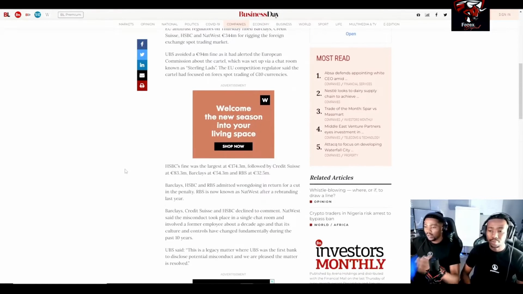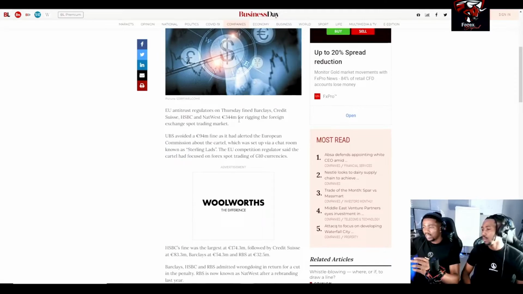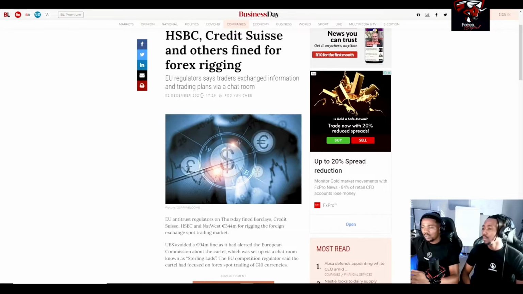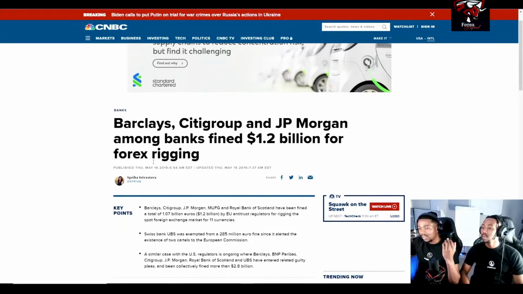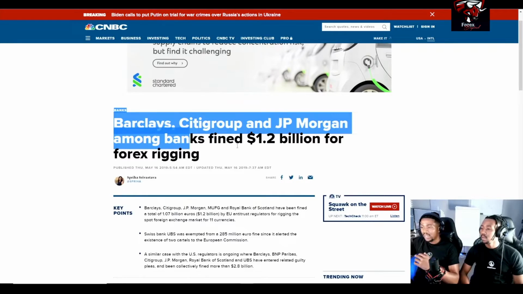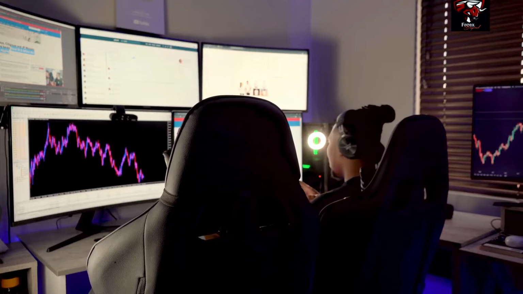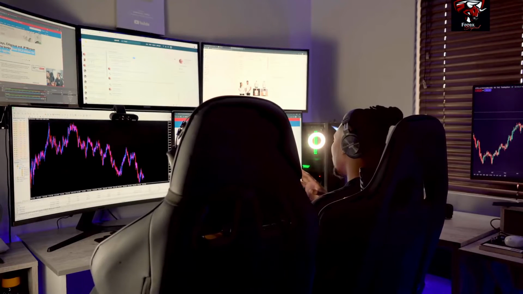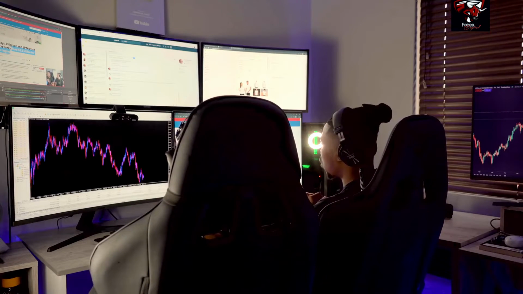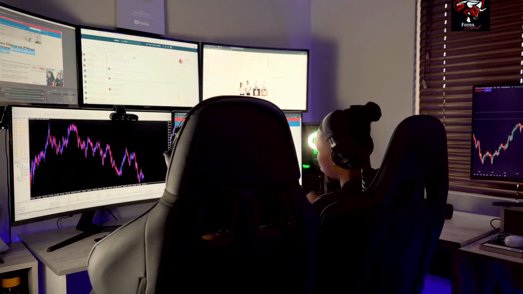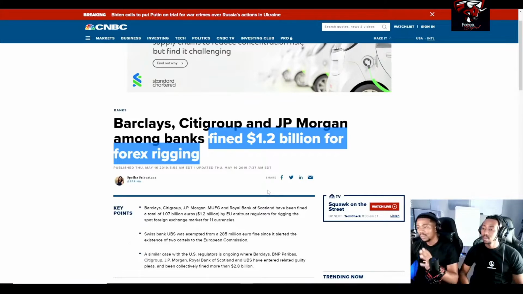True. You can see here, guys, HSBC, Barclays, Credit Suisse, all these banks were fined for forex rigging, and this was in 2021. This is very recent, and it's been going on for many years. Even in 2019, the same thing happened, and they were fined a total of 1.2 billion for forex rigging. So we can see there's a repetition of these acts, meaning that as long as we know these things are happening, we'll know how to combat them, and how to win and profit by following the 5 steps we're going to share in this video.